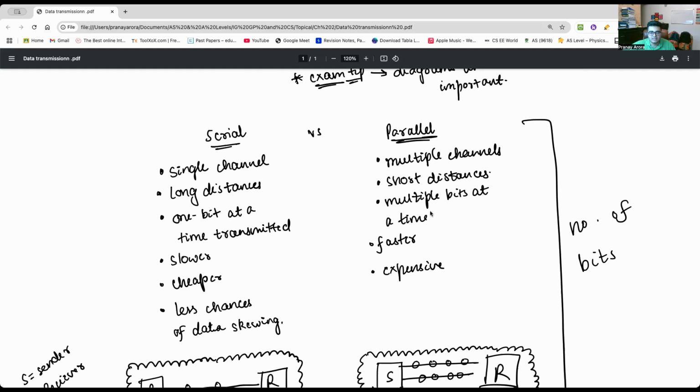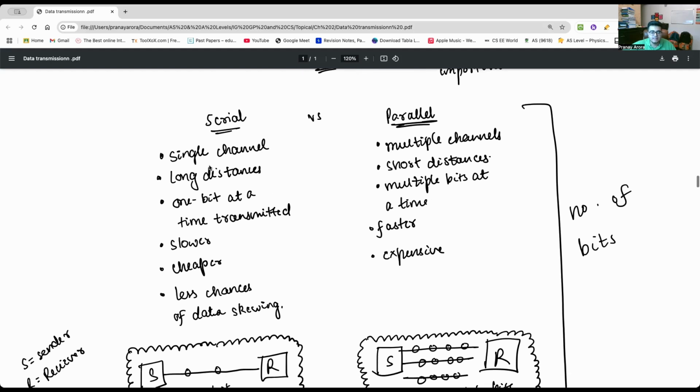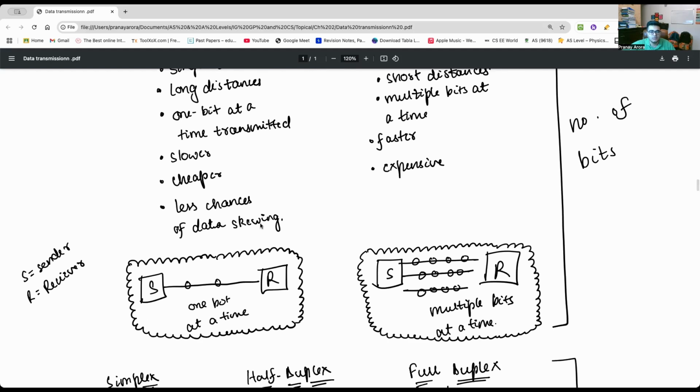So parallel is faster than serial, right? Serial is obviously cheaper since it's a simple setup. We only need one communication line, whereas parallel, we need multiple wires. So even though it's faster, it's expensive. Then serial has less chances of data skewing since it's a single wire. But in parallel, we have a much more complex setup. We have multiple wires, so there are more chances of errors and data skewing. Data skewing means mixing up of data or data getting damaged or corrupted, right?